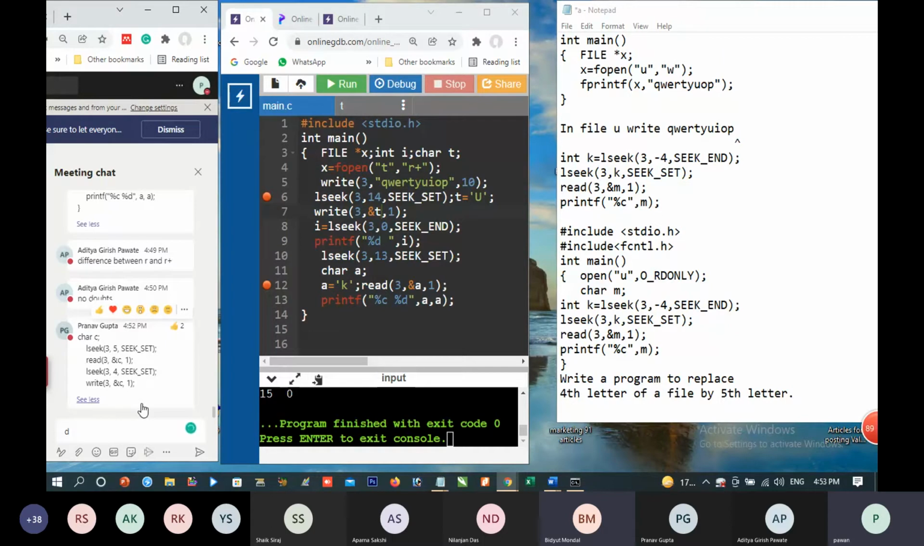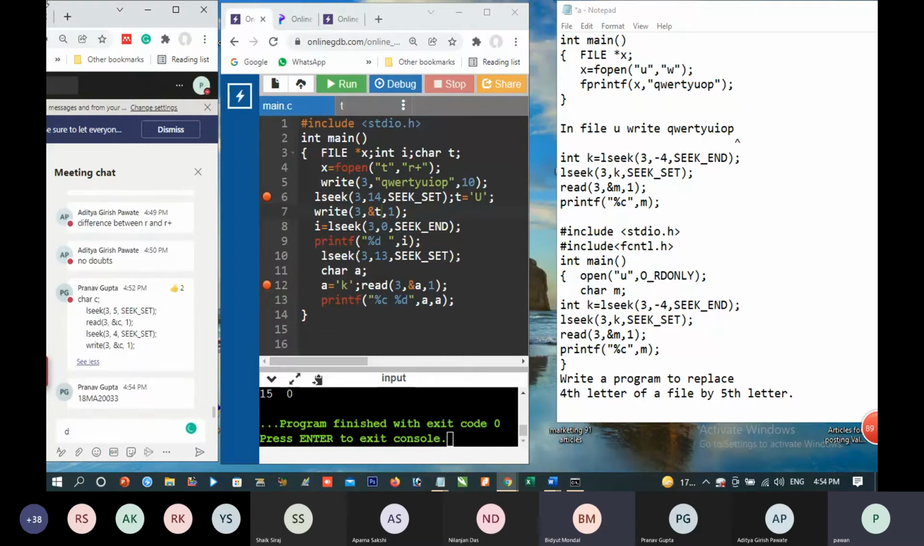Can you do it, Pranav, by using seek current? Pranav, anyway, I want to record your roll number. You did it first. Type your roll number and then try to do it by using seek current. Roll number, Pranav. 40 or what? 33, yes. So without using any seek set or what?